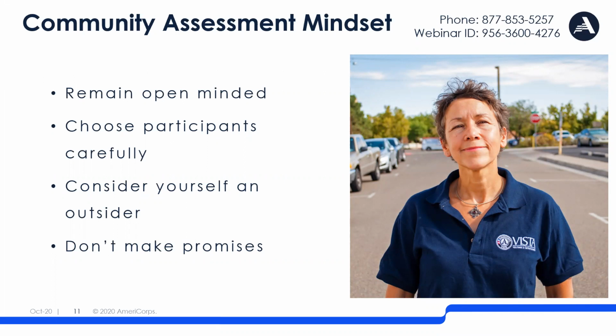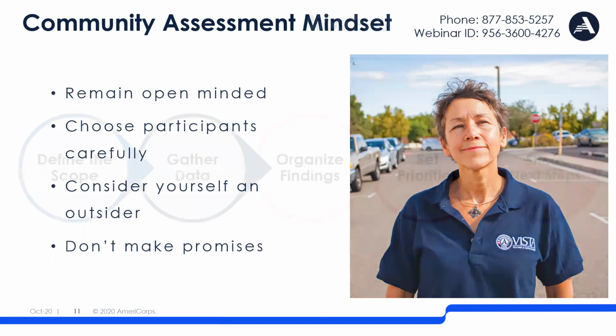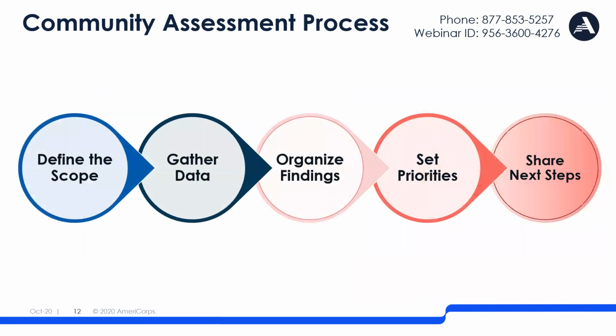So now that you understand the mindset, let's go ahead and introduce ourselves to the community assessment process that we'll be reviewing today. Now, there are countless models that can be used to guide your assessment. Some are really complex and others less so. The model that we'll learn today is fairly simple. It focuses on 5 key components needed for an effective assessment, which are defining the scope, gathering data, organizing key findings, identifying priorities, and communicating next steps.